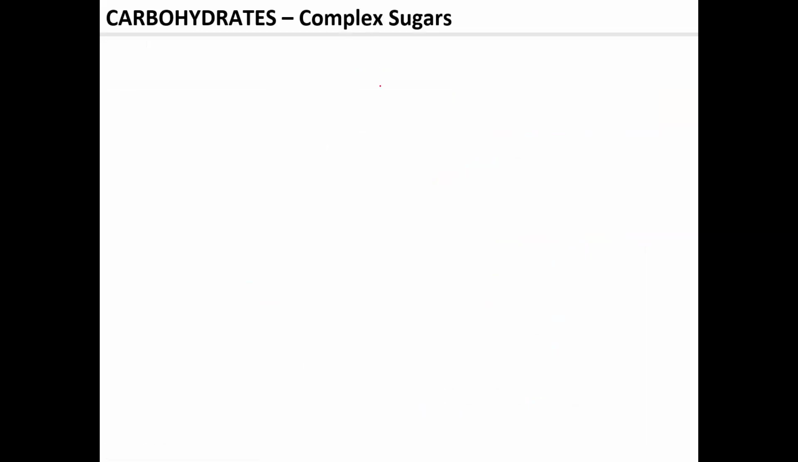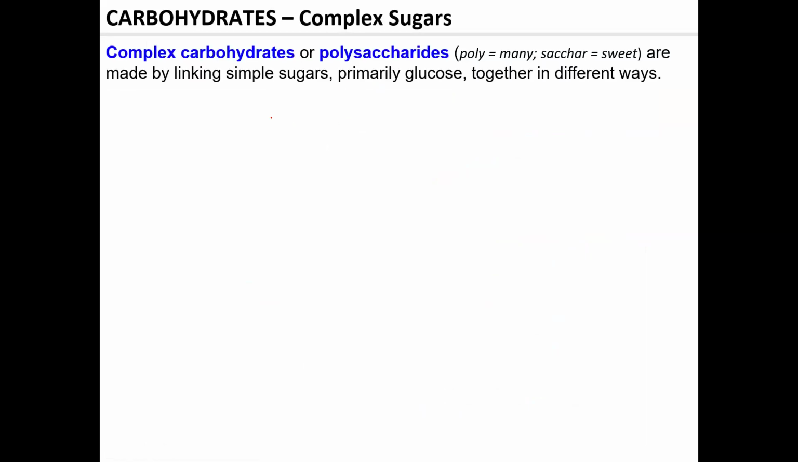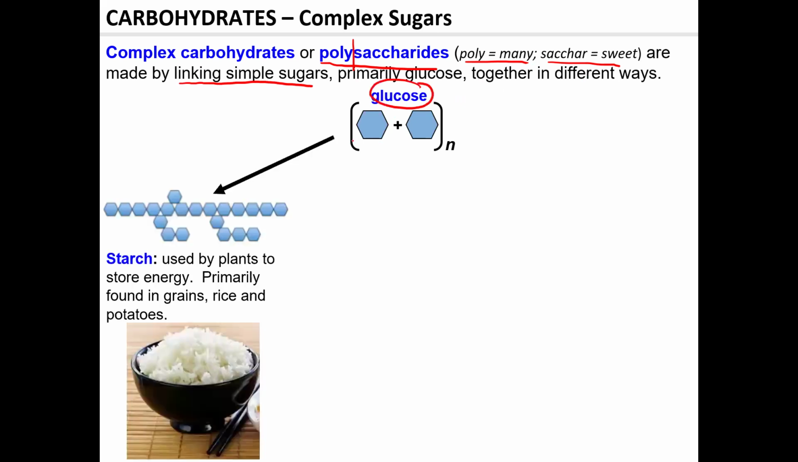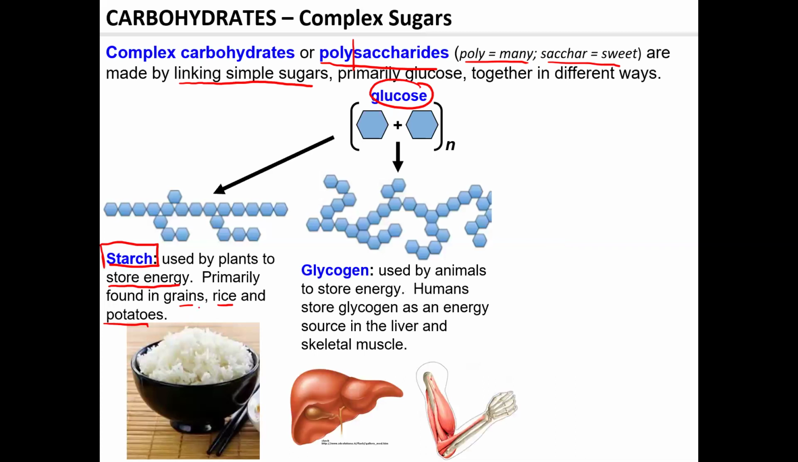So now we're going to go ahead and take a look at our complex sugars. When it comes to complex sugars, it's always going to be our polysaccharides. So poly is going to mean many, and then saccharide, remember, is sweet. The way that this is going to work is you're just going to be linking tons of simple sugars together in order to produce these polysaccharides. So an example here is going to be glucose. If we go ahead and link a ton of these glucoses together, we can end up with something known as starch. And starch is going to be primarily the way that plants are going to store energy. So we can find these in things like rice, grains, and potatoes. They're going to be very starchy, meaning they have lots of energy.